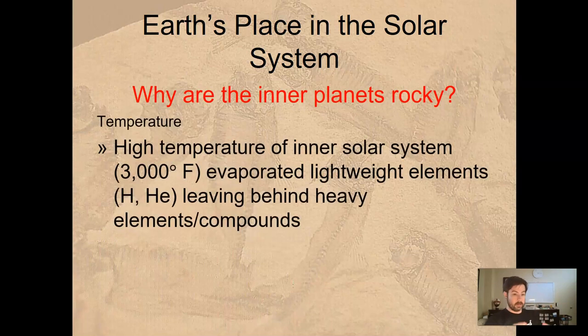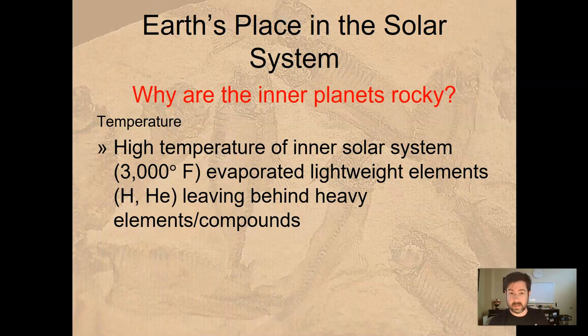Well, the inner part of the solar system, as it was forming, as the sun turned on, was very hot, a lot of heat, 3,000 degrees Fahrenheit. That's enough heat to really evaporate off and move away any lighter gaseous elements like hydrogen and helium. So those gaseous things were burnt off. They escaped out to the outer reaches of the solar system. And what was left behind was those heavier elements and compounds that would eventually make rocky material. So that's one reason. The heat drove off a lot of the gas.